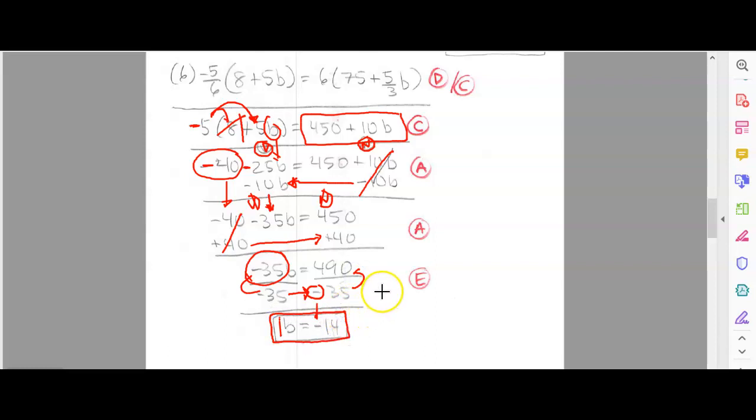Final answer, negative 14. So go over these equations, look them over, rewind, practice, and use them when you're facing other equations with fractions to help you out.